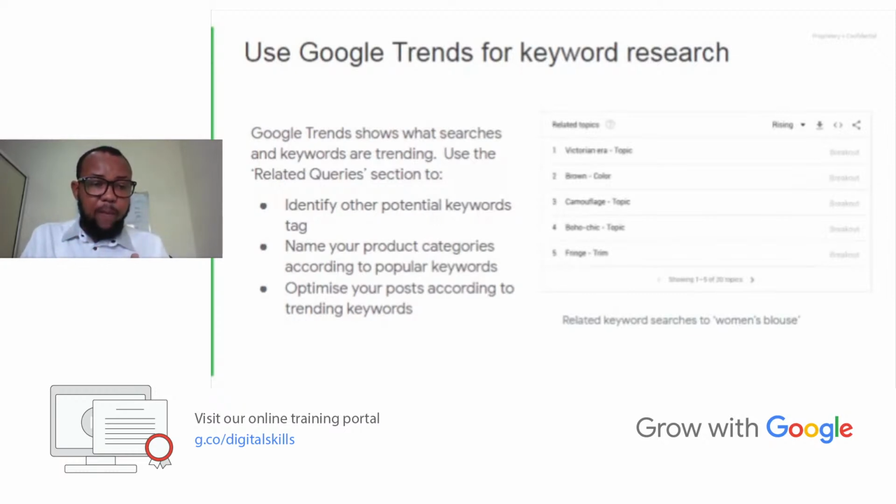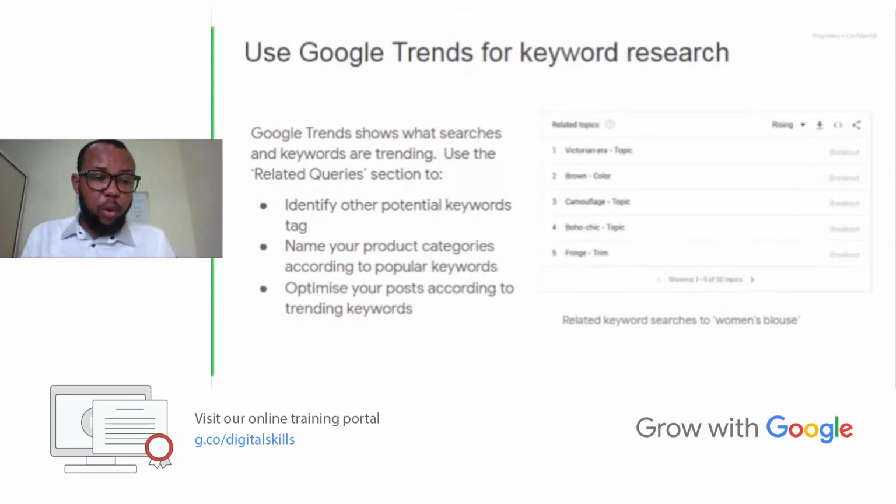With Google Trends, you can identify other potential keywords and name your product category according to the popular keyword. You can name your potential products, your services. You can tag them to these popular keywords, so that when people are searching with those popular keywords, your product also pops up in the search results.